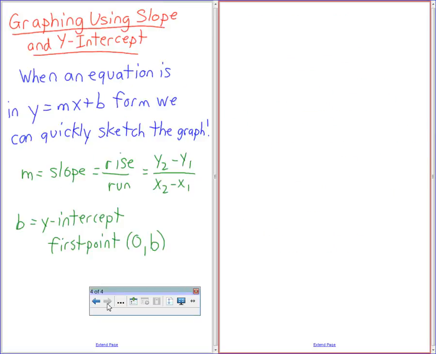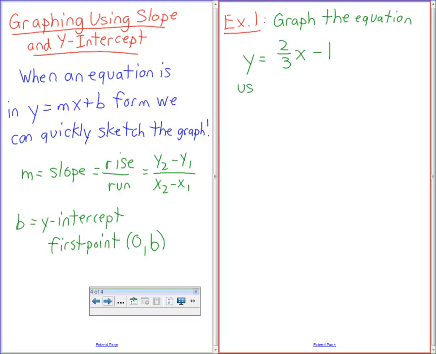Okay, here we go. Example 1 says, graph the equation y equals 2/3 x minus 1 using slope and y-int. Okay, I'm going to go through the way I want you to do this.